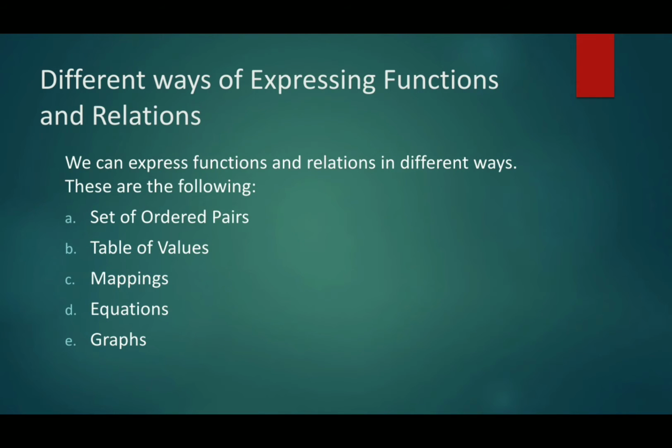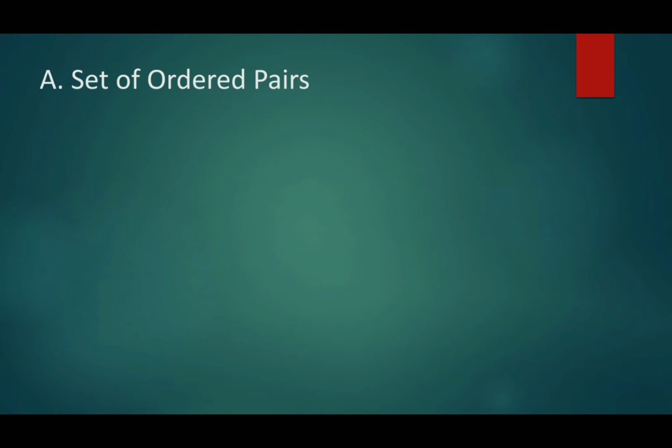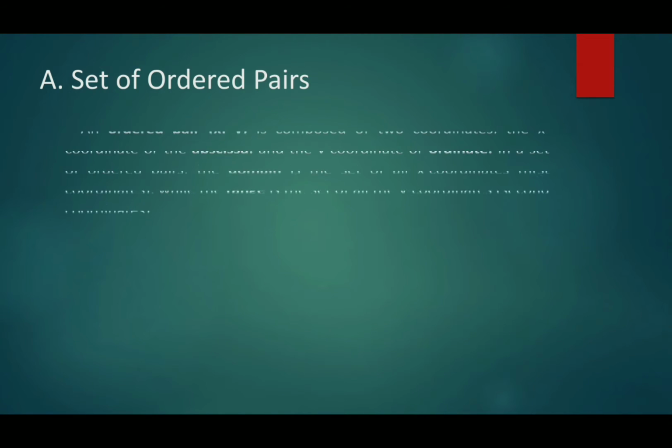So, we have different ways of expressing functions and relations. We can express functions and relations in different ways. These are the following. Letter A, set of ordered pairs. Letter B, table of values. Letter C, mappings. Letter D, equations. And letter E, graphs.